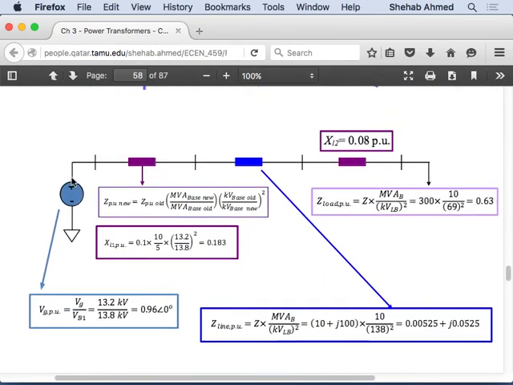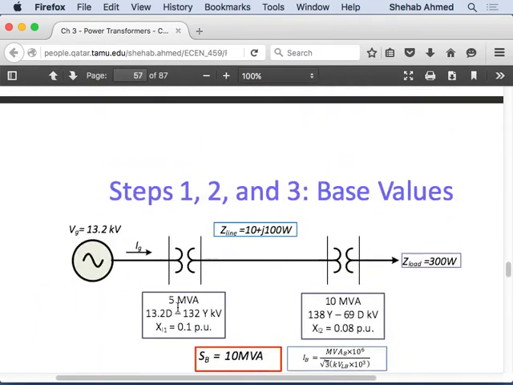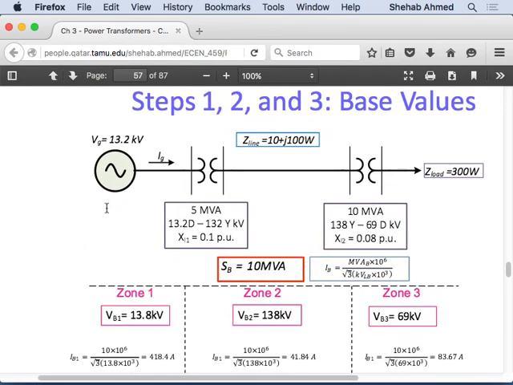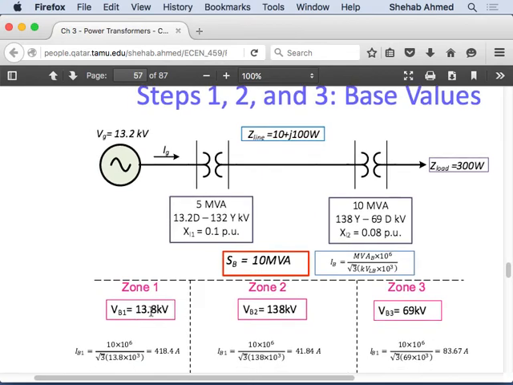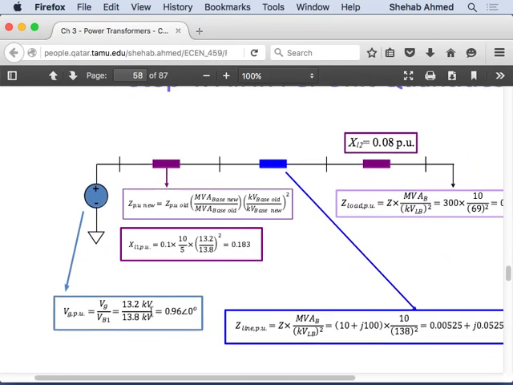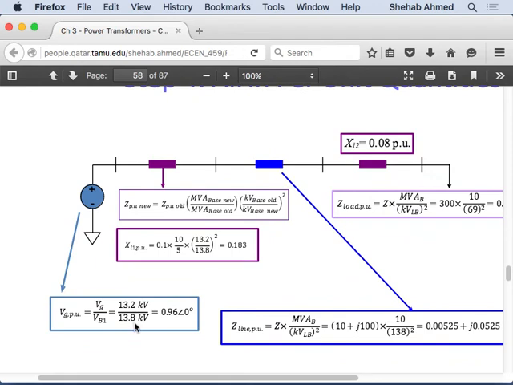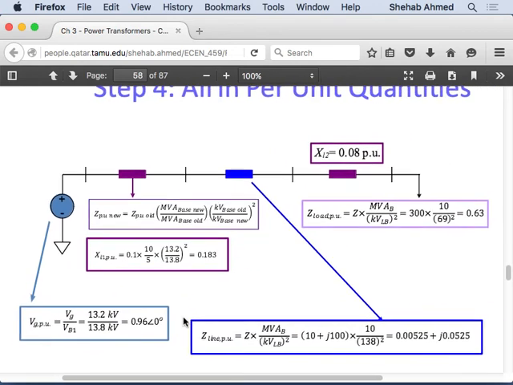So they drew the circuit, and then they go through and convert all the values. Remember, this is a 13.2 kilovolt generator. The base voltage is 13.8. So to find the value for this voltage source, it's 13.2 over 13.8. That's the per unit value, right? Yeah, 13.2 over 13.8. The angle does not change. Remember, base values do not change the angle of the impedance.